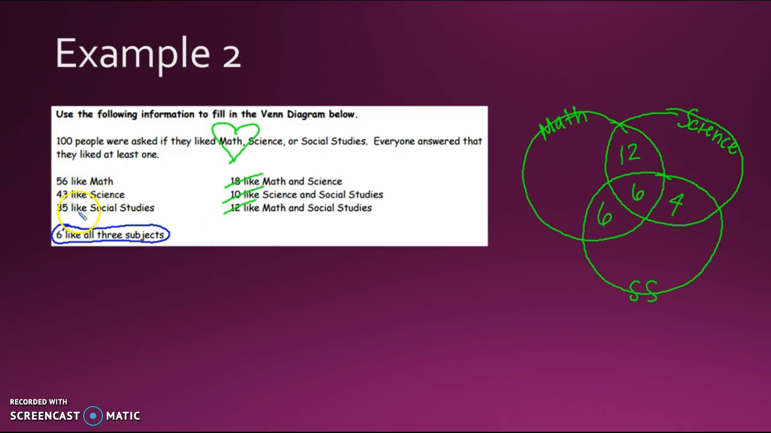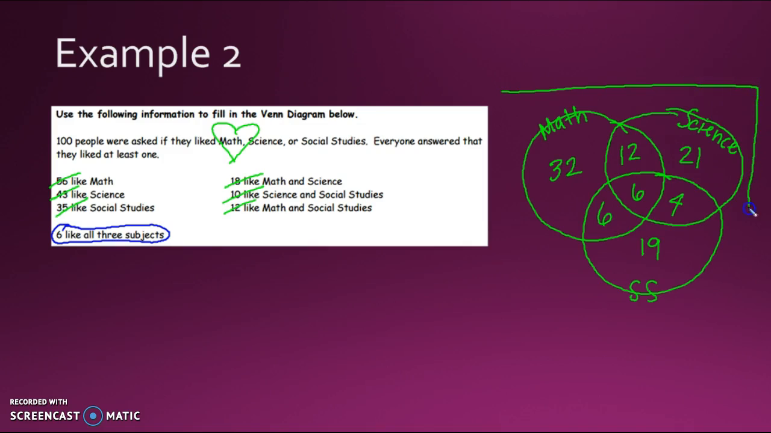Now I can start plugging in these numbers because I know 56 are in the total circle here. So all I'm going to do is 56 minus 12 minus 6 minus 6. So when we subtract all of those, we end up with 32 in the math only. And then to get 43 that like science, I'm going to have to do 43 minus 12 minus 6 minus 4, and that gives us 21 for science only. And then 35 like social studies, so 35 minus 6 minus 6 minus 4 gives us 19 for social studies only. Right, and this is how we were able to fill in our Venn diagram.